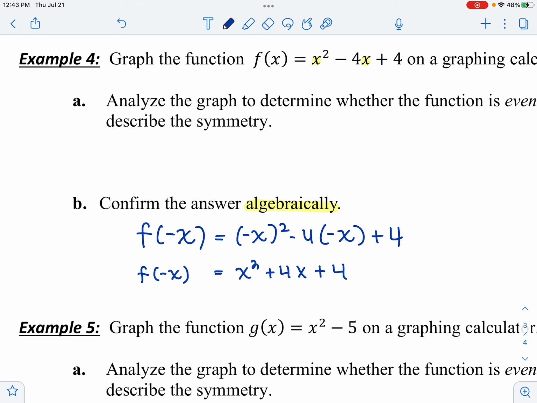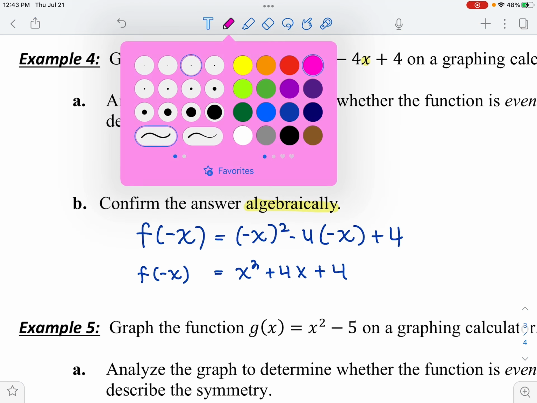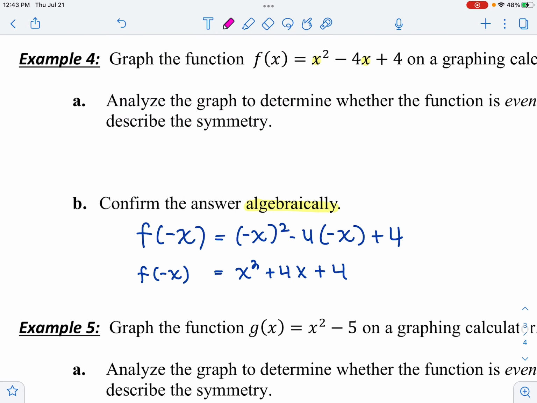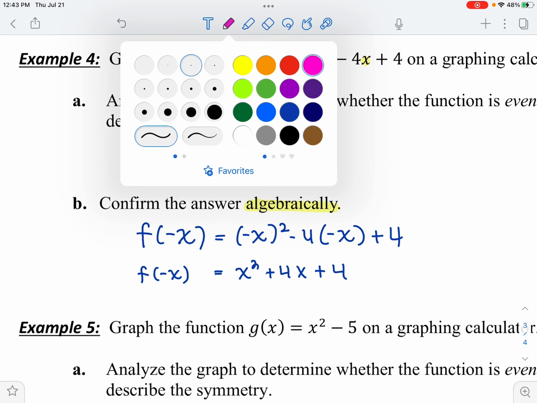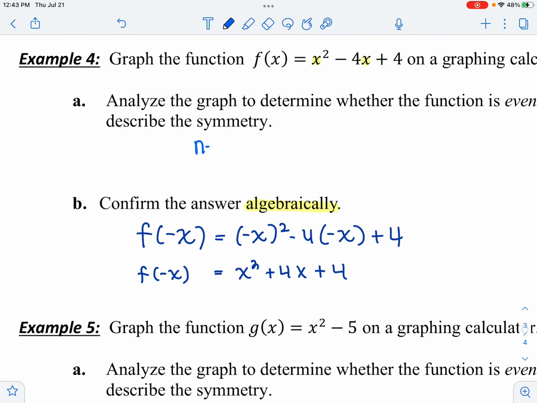Now I'm going to see if it's the exact opposite. The exact opposite means that the entire function is the opposite. That means this would be negative, this would be positive, and this would be negative. If you look at it, it's not the opposite either, because this is still positive and this is still positive. This is the opposite, but that's it. So since it's not the same and it's not the opposite, it is neither. So this is not even nor odd.